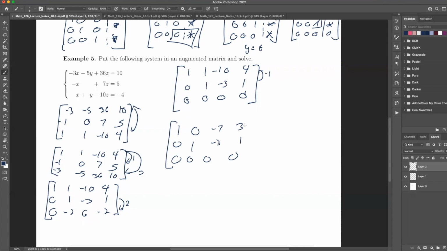So what does this translate to? This has infinitely many solutions. Notice in this case, I have no leading entry for z. Z has no leading entry. So I'm just going to set that equal to t. I'm going to rewrite what these equations mean. This means x minus 7t. We know what z is, so I'll go ahead and write in the t. Is equal to 3.